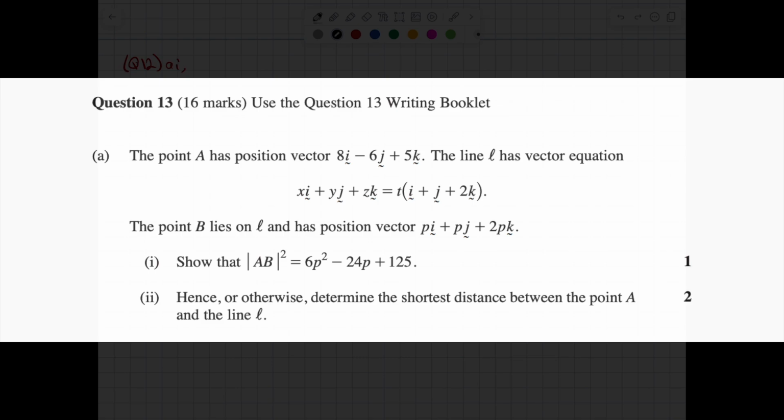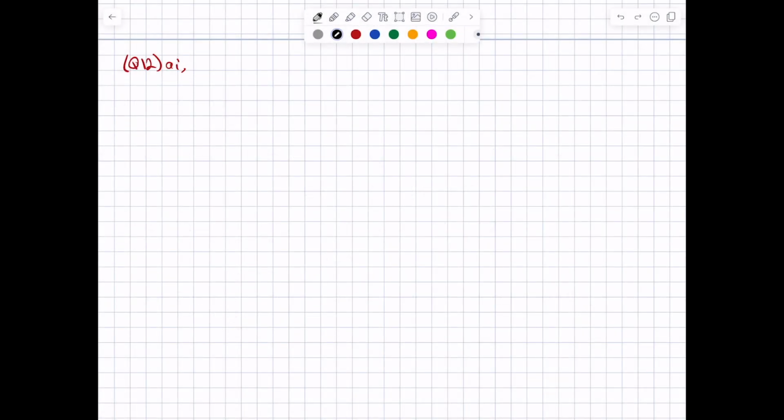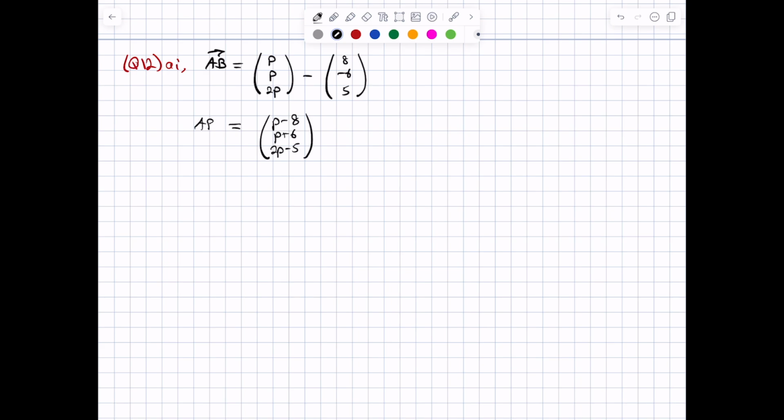Part 1. Show that the length of AB squared equals 6p squared minus 24p plus 125. So we're trying to find the length of AB, so we need to find the vector AB. So AB is going to be the position vector of B, which is p, p, 2p, minus the position vector of A, which is 8, negative 6, 5. Subtracting these, we get p minus 8, p plus 6, and 2p minus 5. So that's our vector AB.